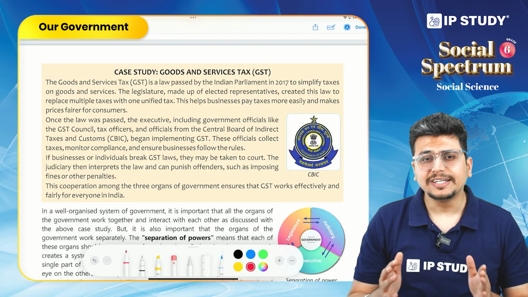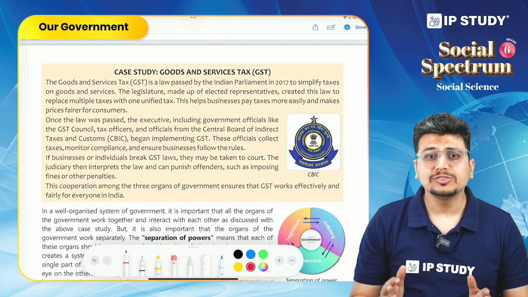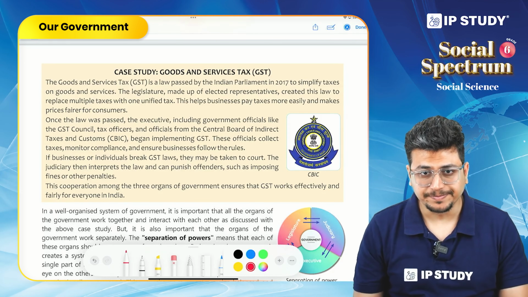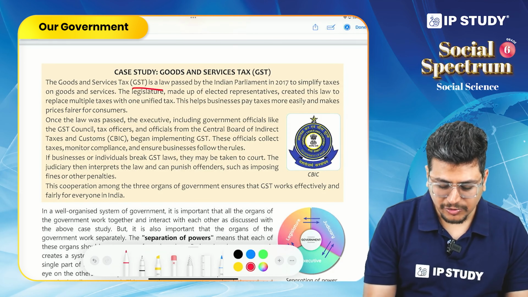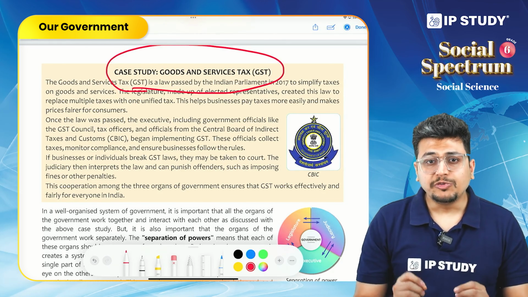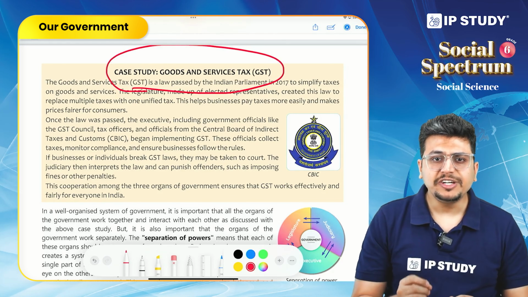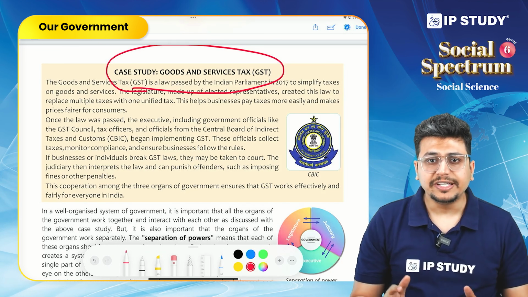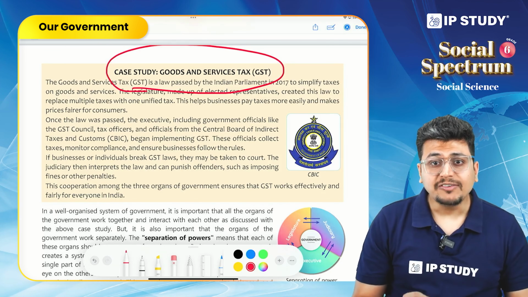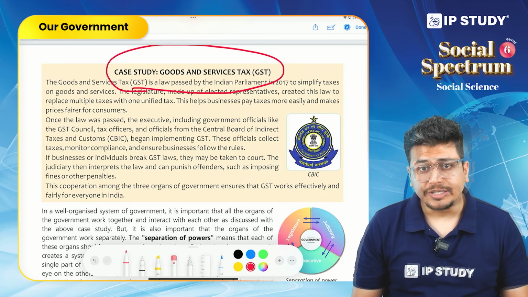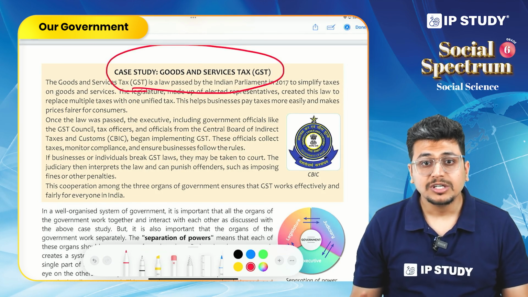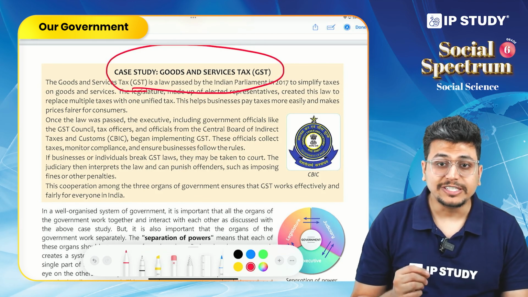So now let us understand how different organs of the government work together in a particular scenario. Take example of goods and services tax. Now, before 2017, there were different kinds of taxes that were levied in our country. This created confusion. To have some kind of uniformity, to make the tax system easier for people who are doing business, goods and services tax was introduced.